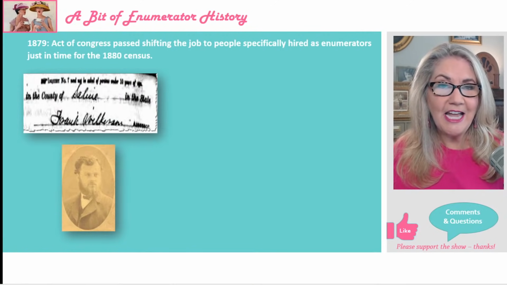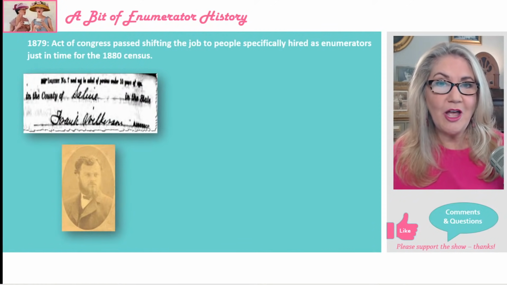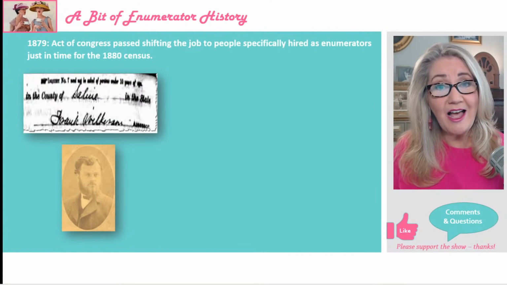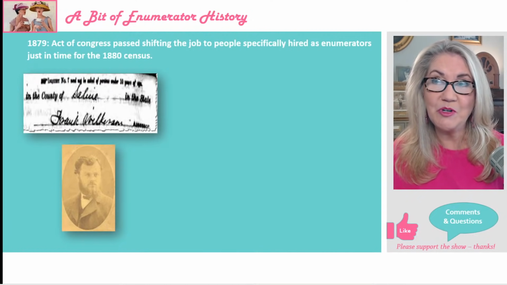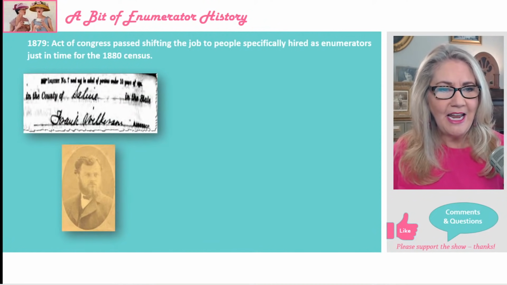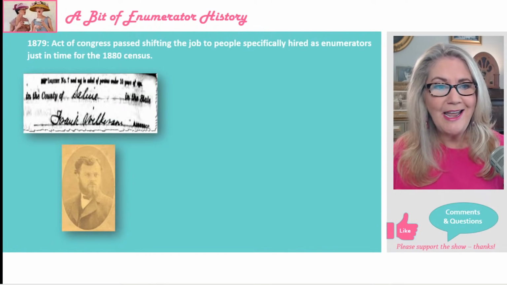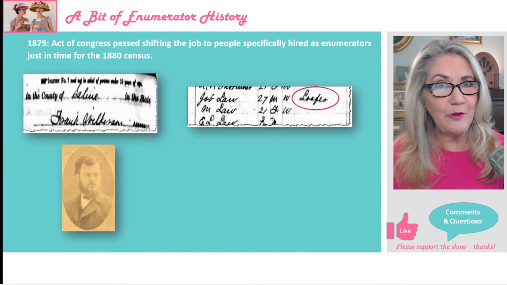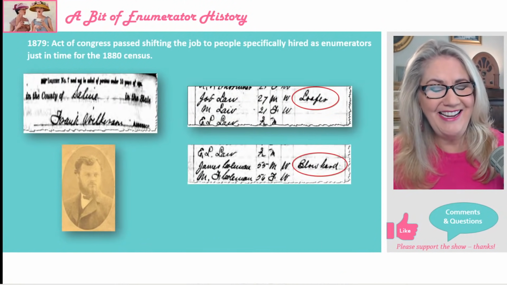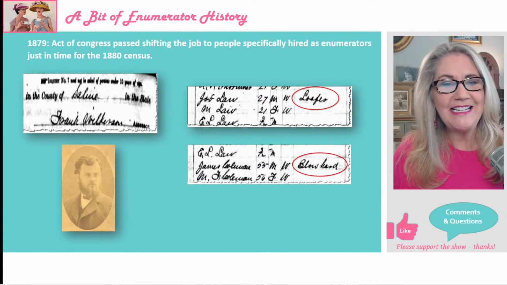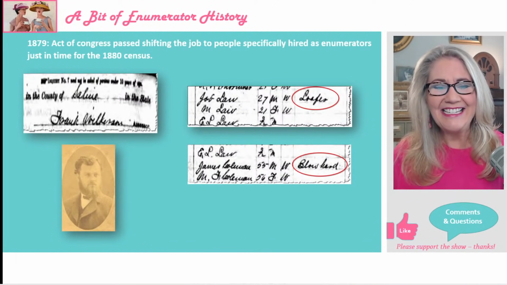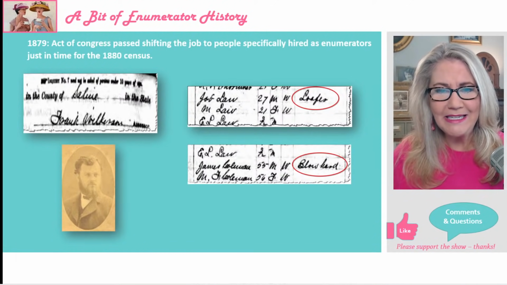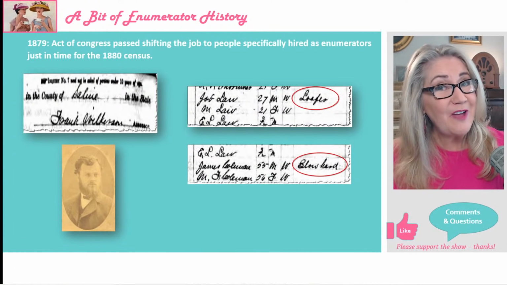So in 1879, they had an act of Congress passed and it shifted the job from the marshals to people who were specially hired just to be enumerators. And that was just in time for the 1880 census, which was collecting even more information. In fact, here's Frank Wilkerson. And he was a census enumerator, and I just had to share him with you because he had a few opinions of his neighbors that he was enumerating. So he says that Joe Blah, he's a loafer as his occupation, and that this other guy, I think his name is Coleman, that he's a blowhard. You never know what you'll find in the census.